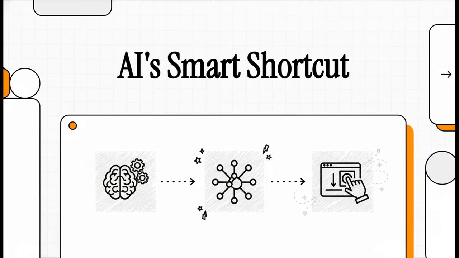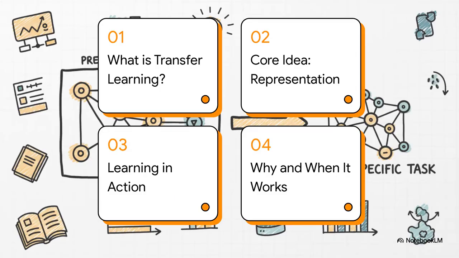What if an AI didn't have to learn everything from scratch every single time? What if it could take what it learned from one job and just apply it to a totally new one? Well, that's the big idea behind what we're talking about today, one of the smartest shortcuts in AI called transfer learning.